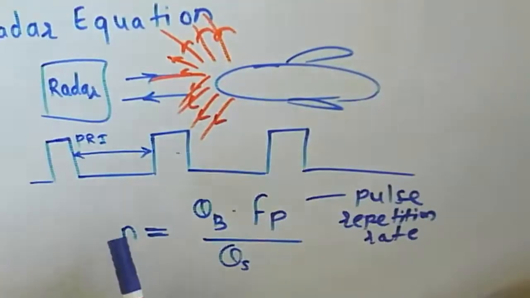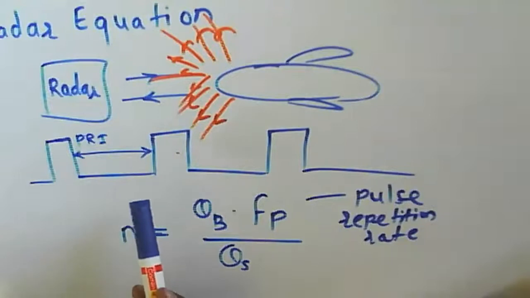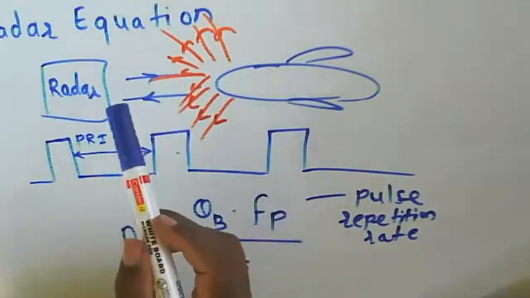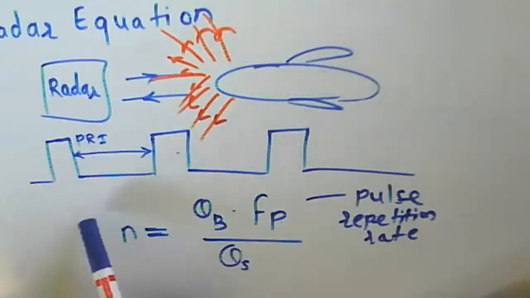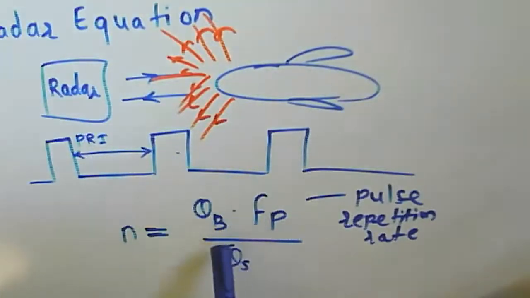So I am supposed to consider that. Suppose I am sending 100 pulses, but we are receiving only 10 pulses now. So that n is nothing but 10 here, and depending upon that we can find what will be the pulse repetition rate, then what will be the theta s, and then what will be the theta b. Okay, so this way we can find out.